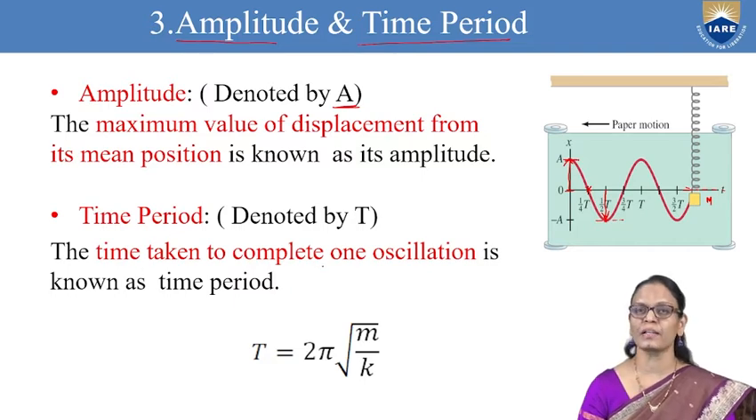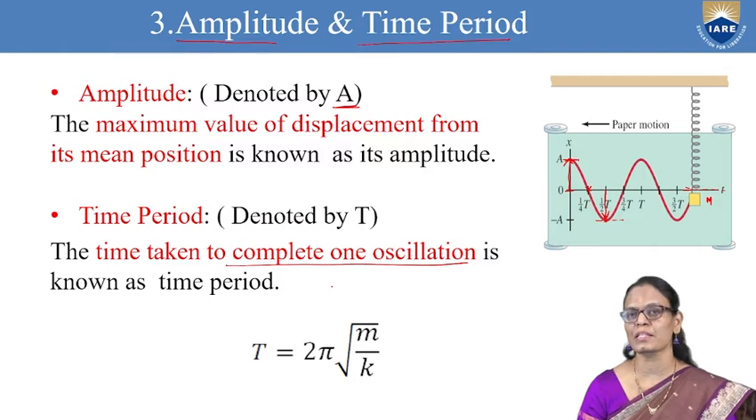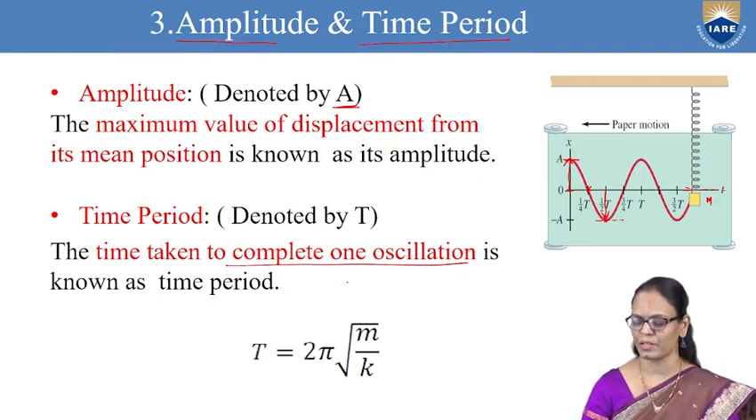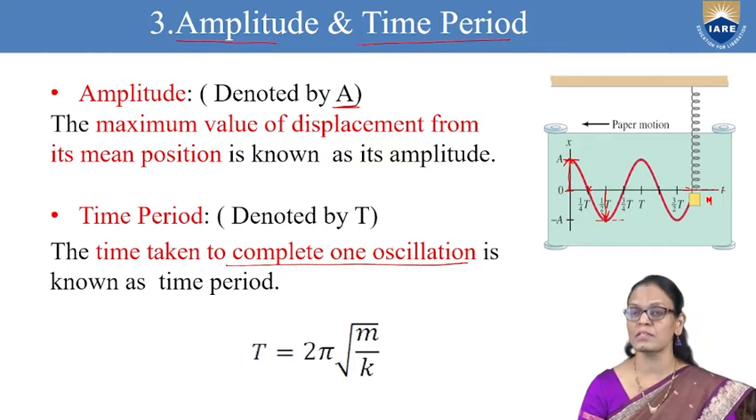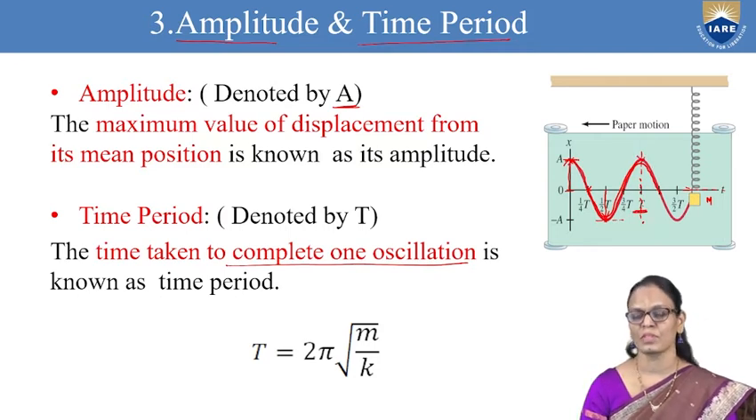Then what is time period? The time taken to complete one oscillation. What is the time it takes for one complete oscillation? We call it time period. If you see this motion, starting from here, this is one complete motion. So the time it takes from here to here is the time T.